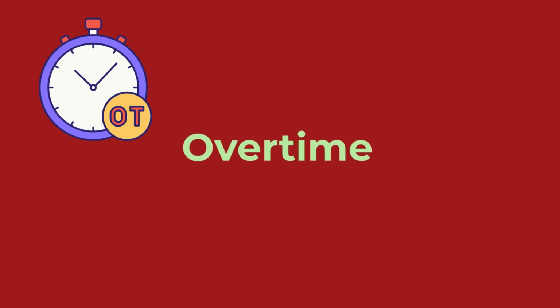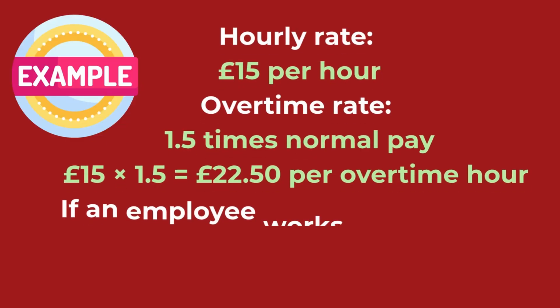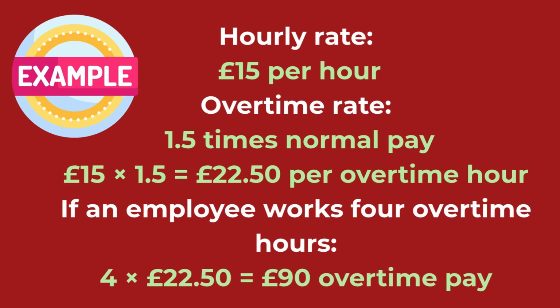Overtime is another important difference. Hourly employees are often paid extra when they work beyond their normal hours. For example, if your hourly rate is £15 per hour and your overtime rate is 1.5 times normal pay, it's 15 times 1.5. So you will receive £22.50 per overtime hour.